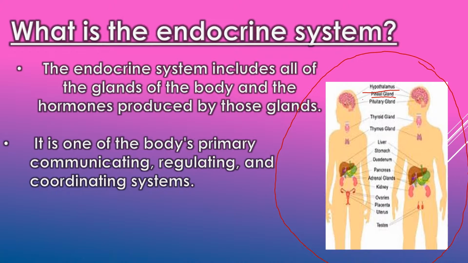The first thing is the hypothalamus. Then we have the pineal gland, the pituitary gland, the thyroid gland, the thymus gland, the liver, the stomach, the duodenum, the pancreas, our adrenal glands, kidneys, and in a woman we have ovaries, the placenta, and the uterus. And in the man, we have the testes.